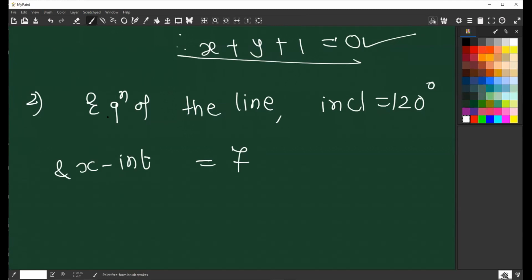Equation of the line, inclination is 120. What does this mean? What will be the slope? Tan of 120. What is tan of 120, tell me?